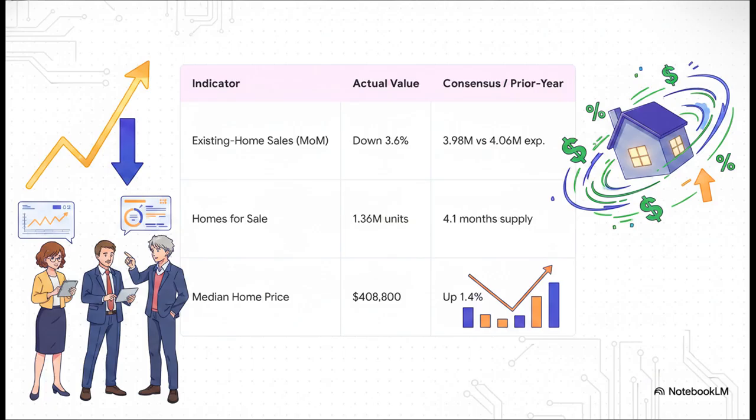First up, March existing home sales, month over month, were down 3.6%. That's 3.98 million units when the market was expecting 4.06 million. Then we have existing homes available for sale. That number stood at 1.36 million units, which works out to 4.1 months of supply. That's up from 3.8 months a year ago. And finally, the median existing home price came in at $408,800, and that's up 1.4% year over year.